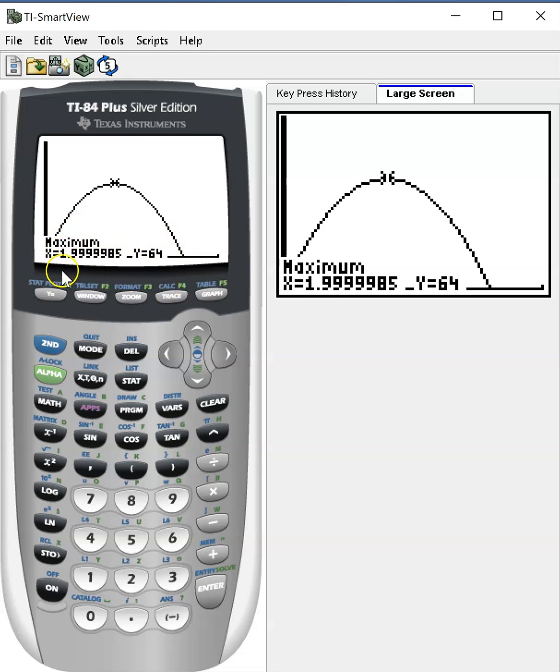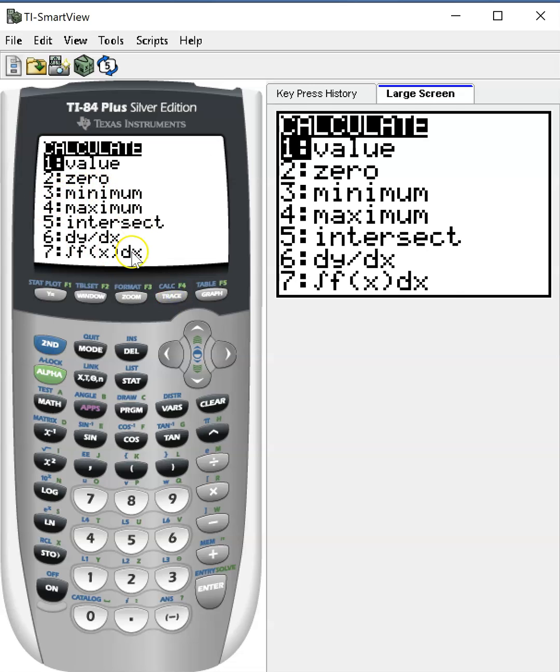So depending on what the problem was asking, you would either give the x value or the y value. You can do the same thing to find the minimum of a function if it opens up. When you hit second calculate, you would just choose minimum instead of maximum.